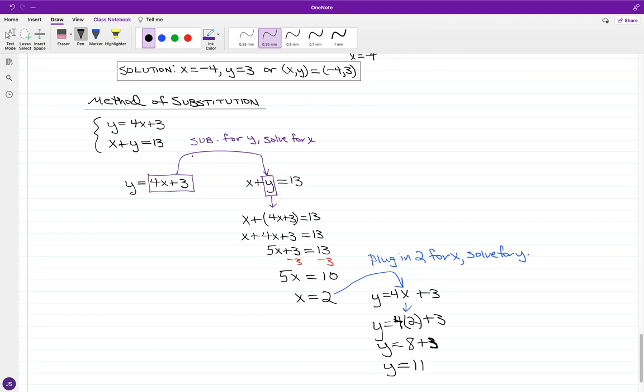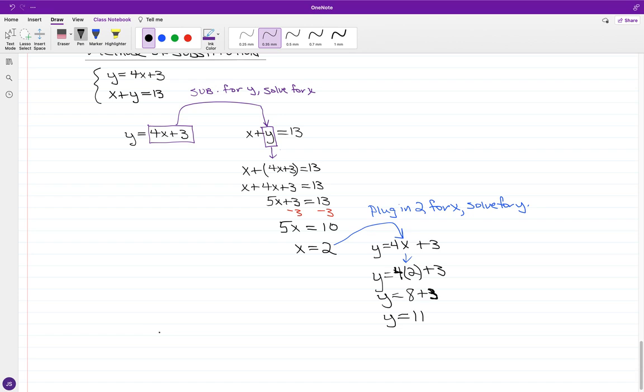I can always go back and check. If x is 2 and y is 11, we've got 2 plus 11 is equal to 13. With y is equal to 4x plus 3, again we got 4 times 2 is 8, 8 plus 3 is 11, and y is equal to 11. So these values do check out. And so for the solution, we have x equal to 2, and y is equal to 11.